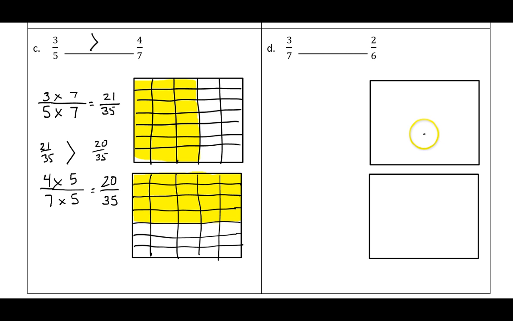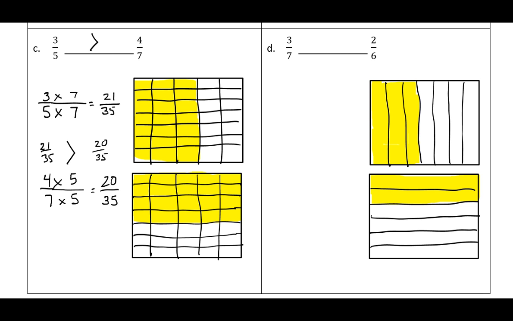So I'll start by drawing the fractions on the fraction model and shading in the pieces. And here are my 3/7 and my 2/6. So we're going to draw our 6 on top of the 7s in the top model. So I'm going to use horizontal lines to do that. So we started with 3/7.